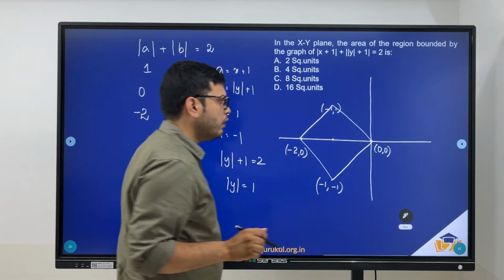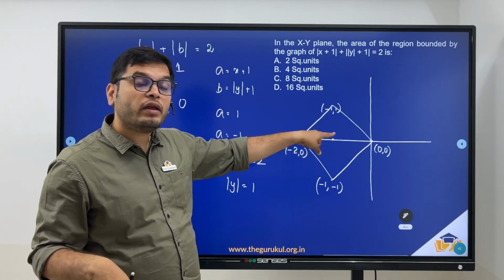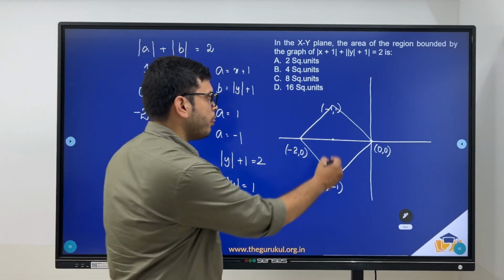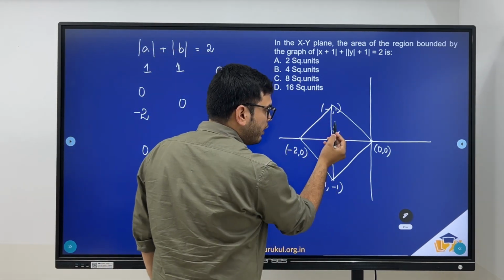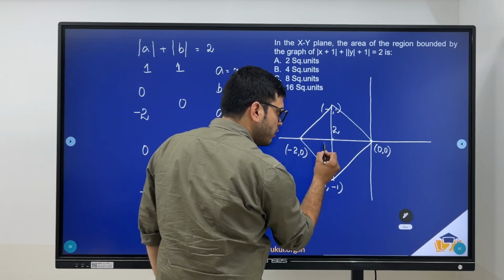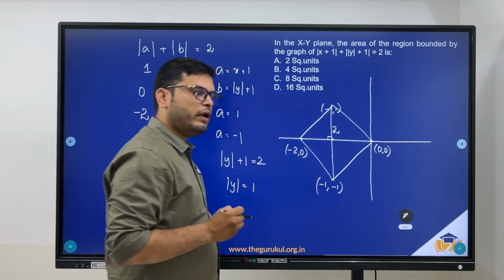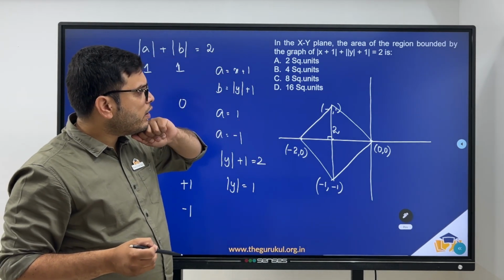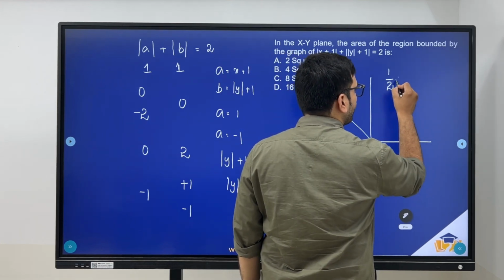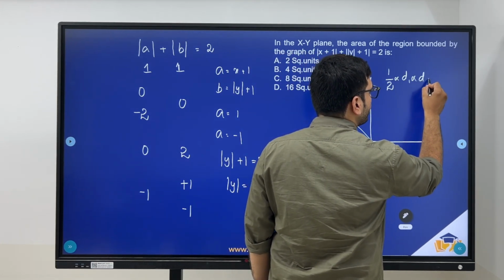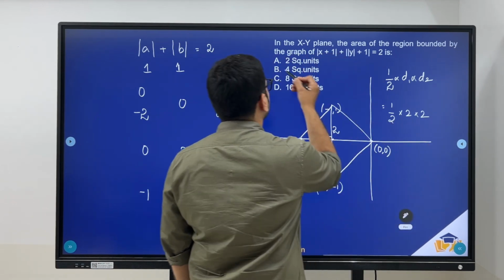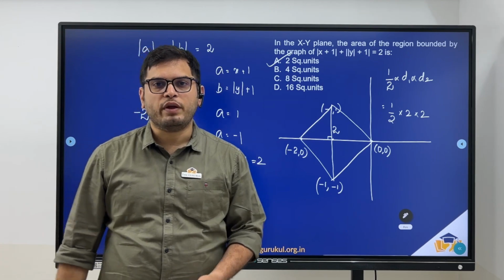Now we have a diamond and we are asked to find the area which is enclosed between these 4, right? Now let me join these 2. Now the length of this diagonal is 2 because minus 1 to 1, and the length of this diagonal is also 2, and they are perpendicular to each other. The formula to calculate the area of this quadrilateral or rhombus would be half into d1 into d2, which is half into 2 into 2. So the area should be 2 square units.